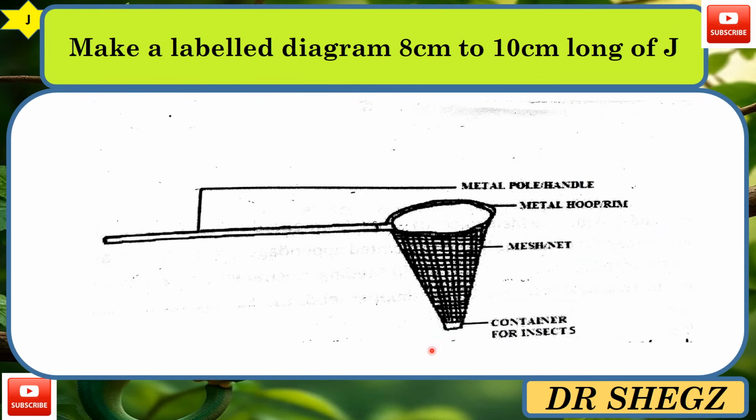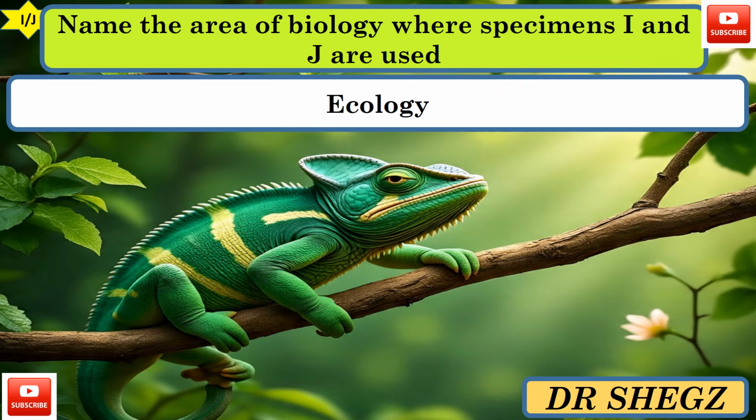Now, this is the diagram of a sweep net. You have the metal pole, you have the rim, you have the mesh or the net, and you have the container for collecting the insect. So remember to put your title of diagram and your magnification. Area of biology where the quadrat and sweep net are used: ecology.